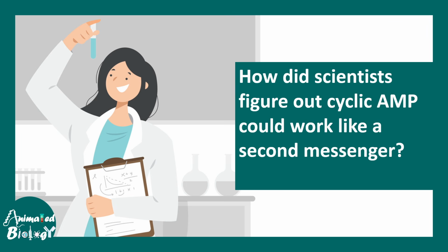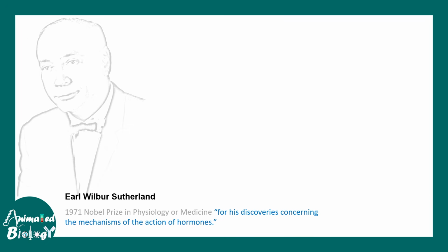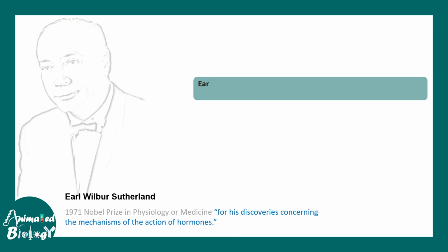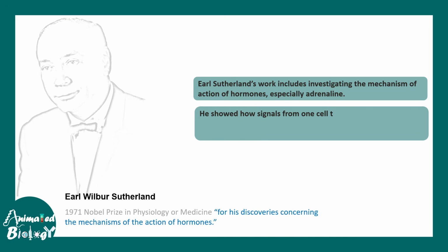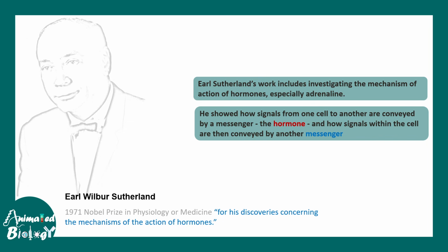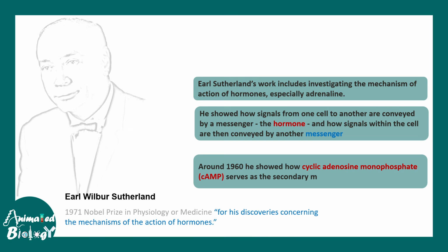So how did scientists figure out that cyclic AMP could work like a second messenger? Isn't it fascinating? A molecule totally unrelated, how does it function in a cellular context to amplify the signal? So basically, this work was done by Earl Sutherland, and he got the Nobel Prize in medicine for his discoveries about cyclic AMP. And he showed how signals from one cell can be conveyed by an intermediate messenger, and he showed cyclic AMP to be a crucial second messenger in the signaling cascade.